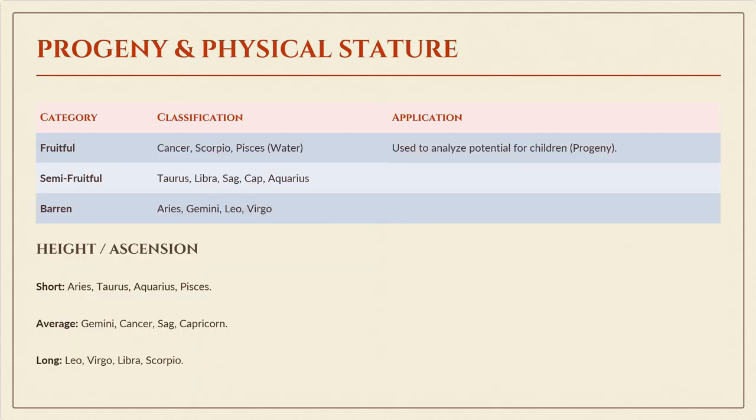Based on fruitfulness, Rashis have also been divided into fruitful, semi fruitful and barren. Then height also: Aries, Taurus, Aquarius, Pisces, the first two and last two, are short. Then third, fourth, and ninth, tenth are average height, and in between, 5, 6, 7, 8 are the tall Rashis. Heights are also given for these Rashis.